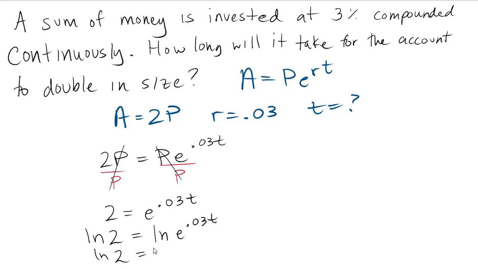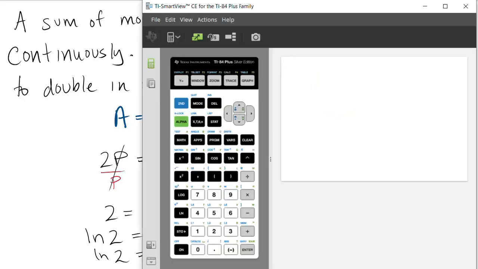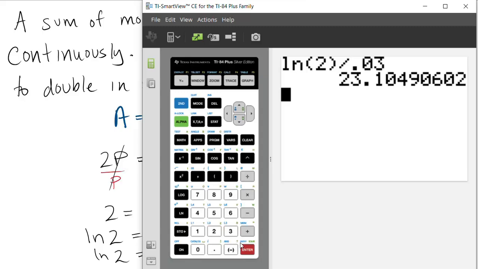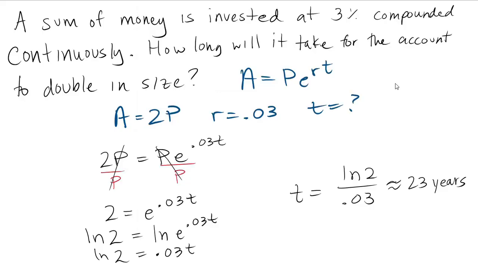Left side remains the natural log of 2. The right side, the natural log function and the exponential function with base e are inverses, so those cancel. And now we divide both sides by 0.03, and we get that t equals the natural log of 2 divided by 0.03. This is the exact answer, but to check to see if our answer is reasonable, I'm also going to throw this into the calculator and get a decimal approximation. So the natural log of 2 divided by 0.03 is around 23 years.